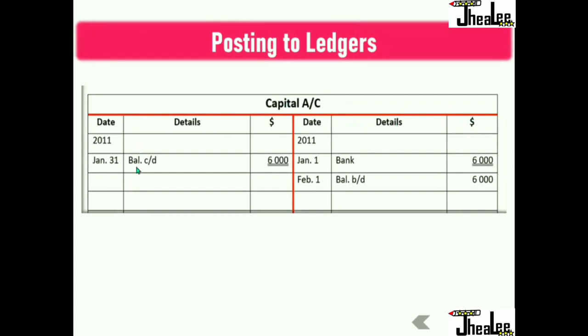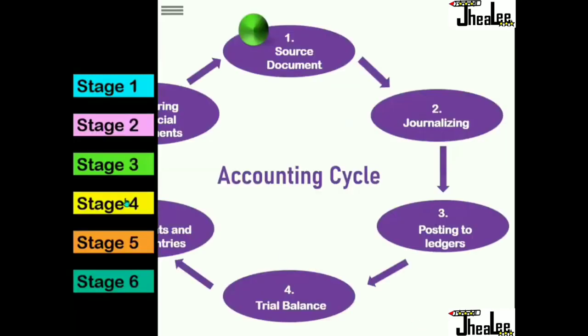The left hand side there is a debit side, and the right hand side is the credit side. In order to debit and credit again, you would use the double entry rules to get that done based on the transaction. Step 4 is preparing the trial balance.